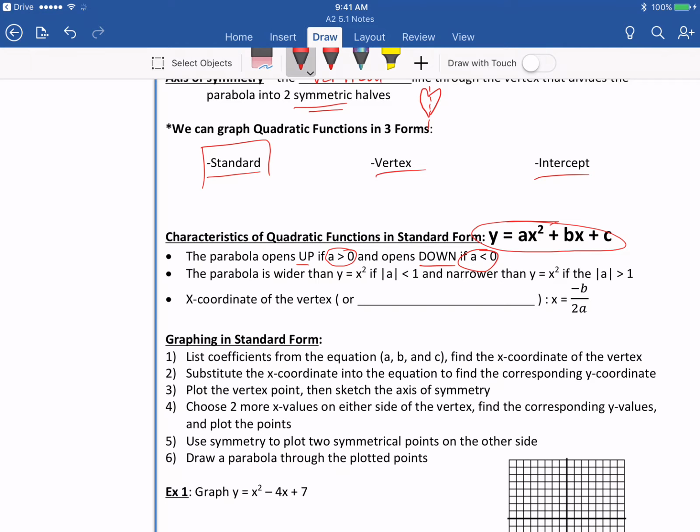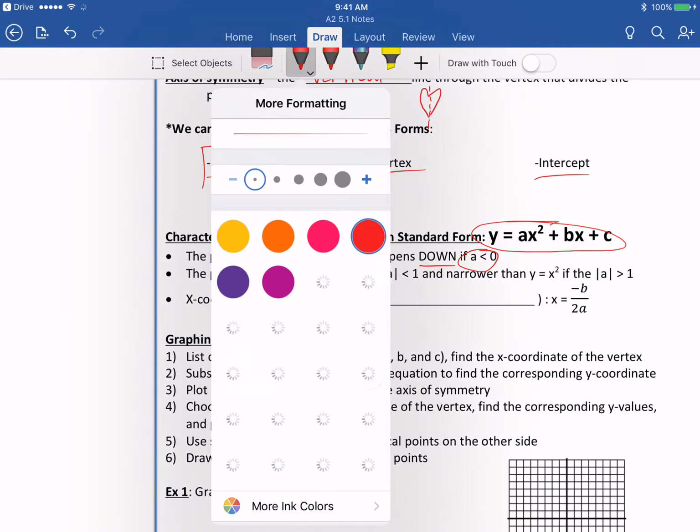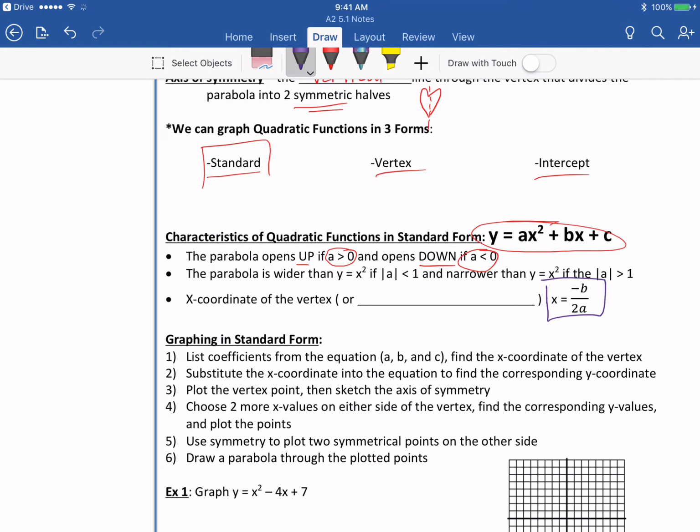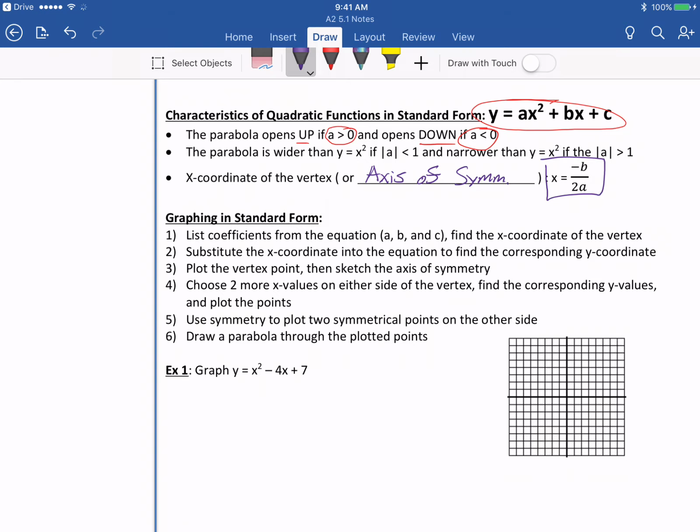The x-coordinate of the vertex, this is what you're always going to have to remember here, is that the x-coordinate of your vertex is always x equals the opposite of b over 2a. And this is the axis of symmetry. All right. So x equals the opposite of b over 2a. You're going to seek out what your a, b, and c are, and then you're going to plug them into that equation, and that's going to tell you where your axis of symmetry is.